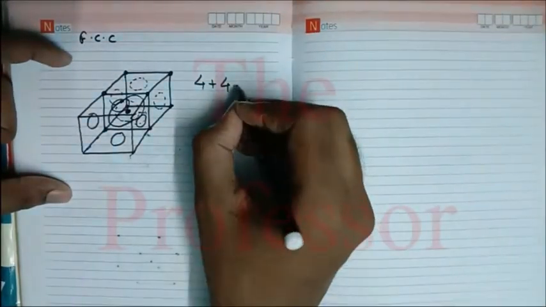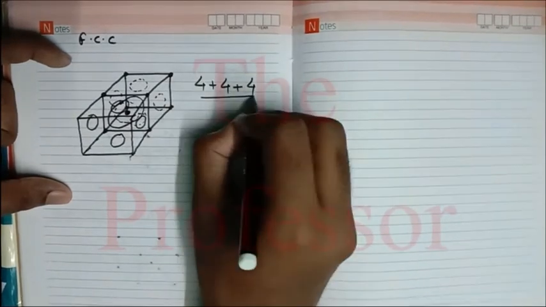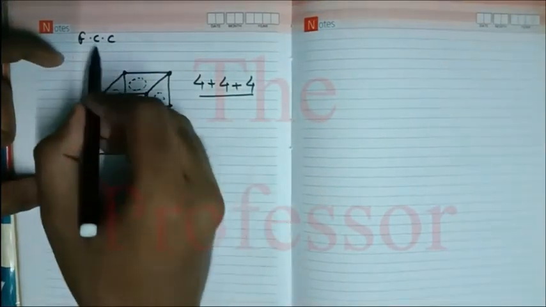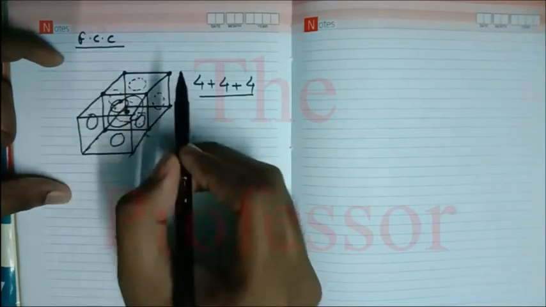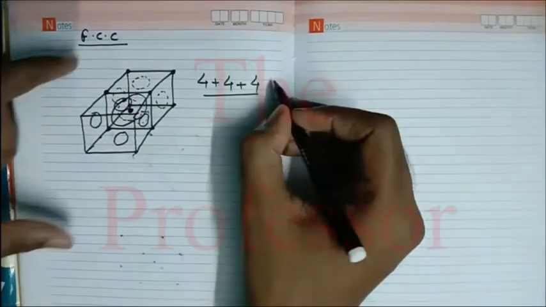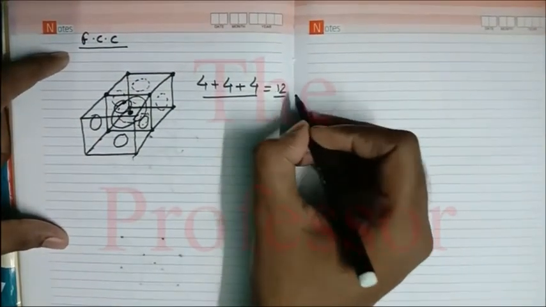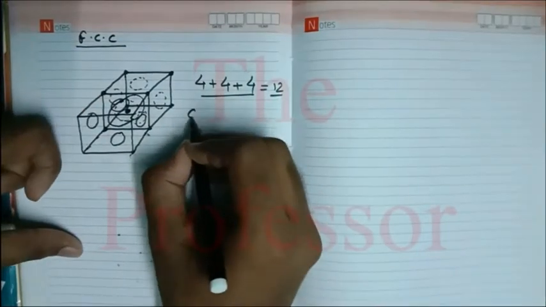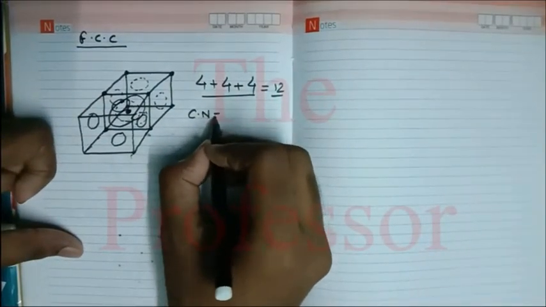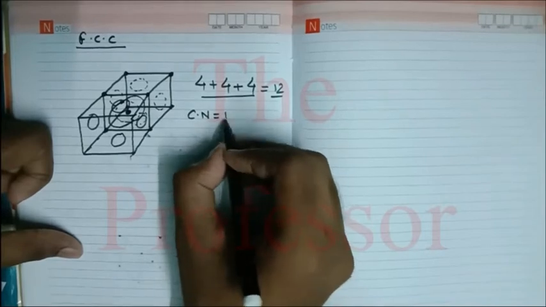So all in all, one single atom in a face centered cubic unit cell is making contact with 12 atoms in the total crystal lattice. So the coordination number for a face centered cubic unit cell is going to be 12.